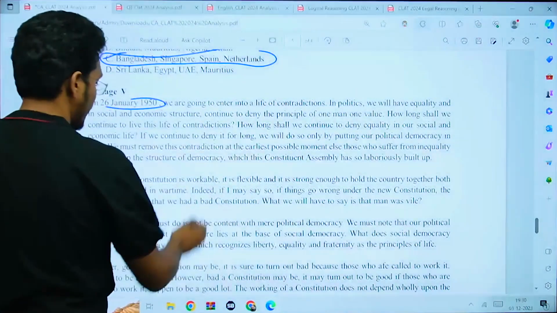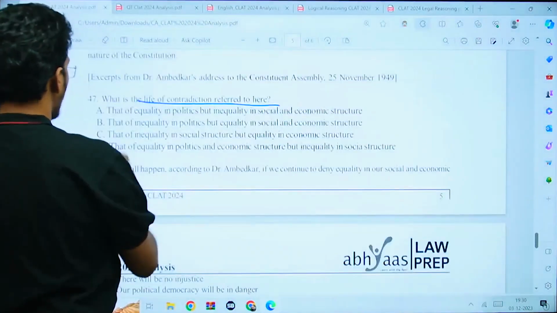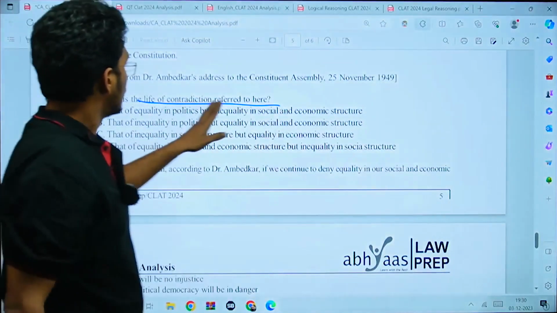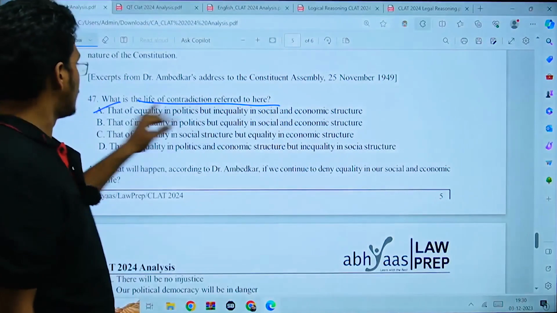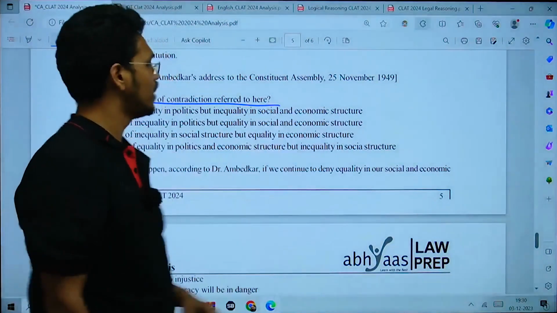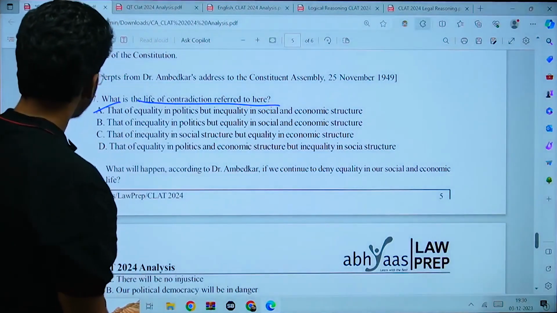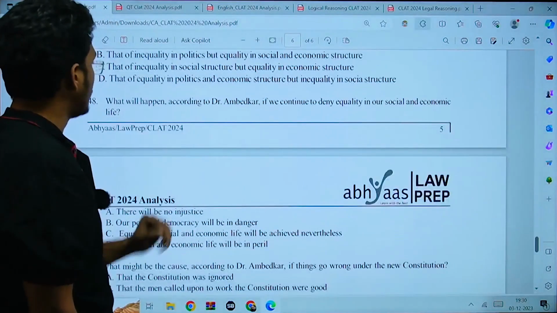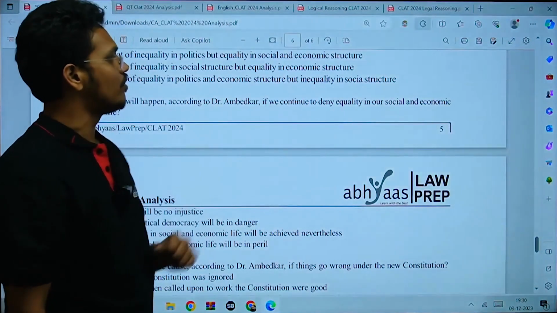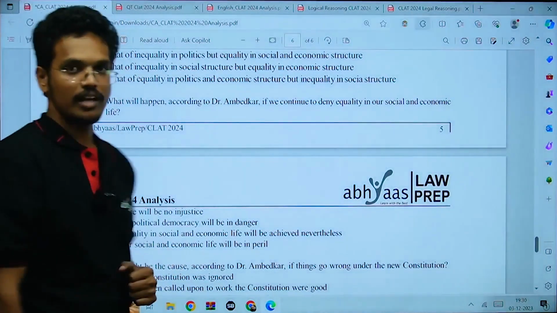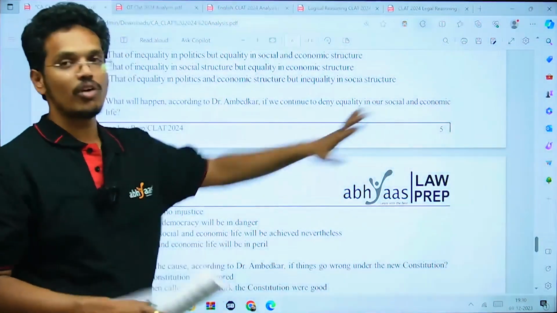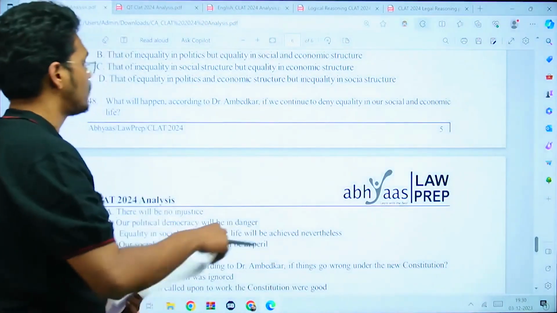So we can directly conclude from this. The option for 47 is A. The life of contradiction refers to the equality in politics, but inequality in social and economic structure. Next, what will happen according to Dr. Ambedkar if we continue to deny equality in our social and economic life? So what happens if we continue to deny equality in social and economic life?